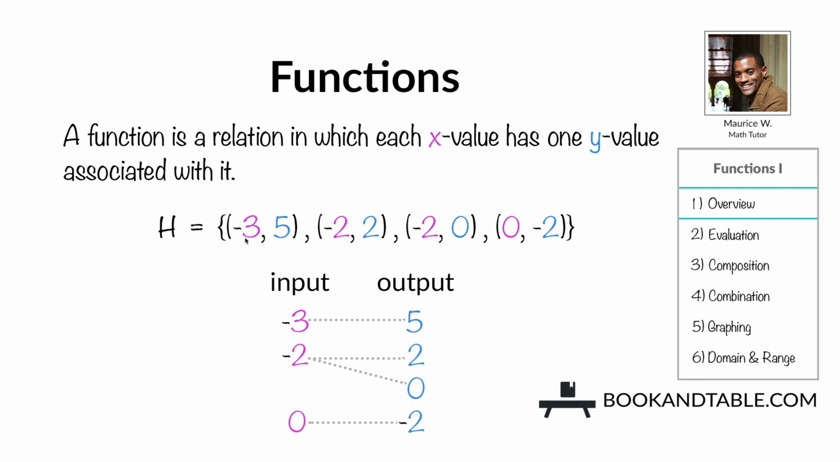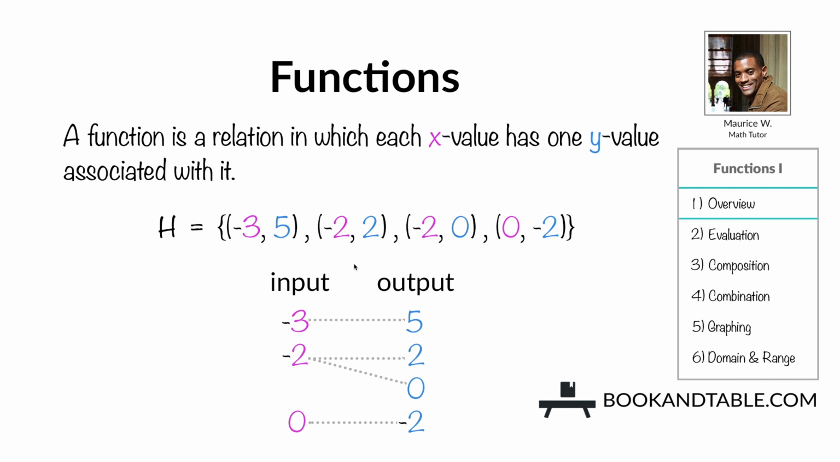Now the x values are considered our input values. They're the number we plug into the function. And the y value is considered the output. And we'll discuss this further a little bit later in the chapter. But we see here for our 4 points, we have x values of -3, -2, -2, and 0. And for our y values, we have 5, 2, 0, and -2.